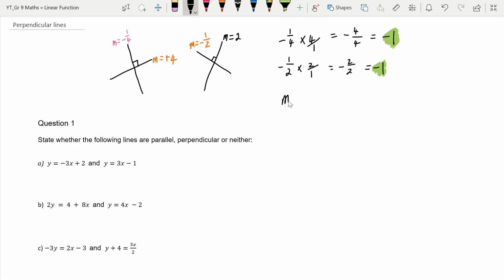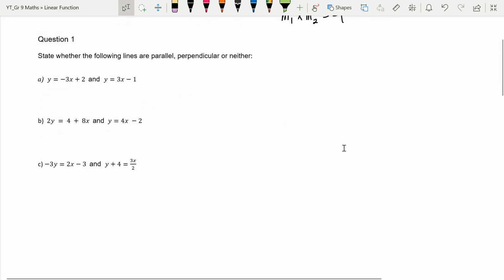If you take the gradient of the one, like we did there, and you multiply it by the gradient of the other, there it is. If it lands up giving you negative 1, then the lines must be perpendicular. Okay, now let's see how we can use that. We're going to do 3 different questions. Let's see. First question.